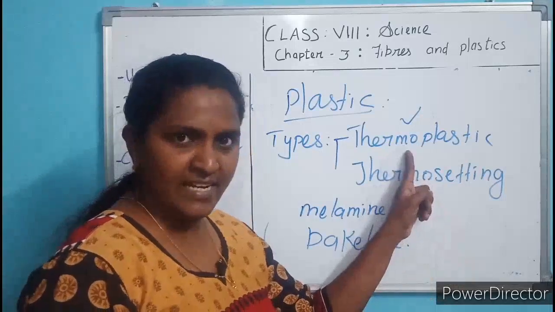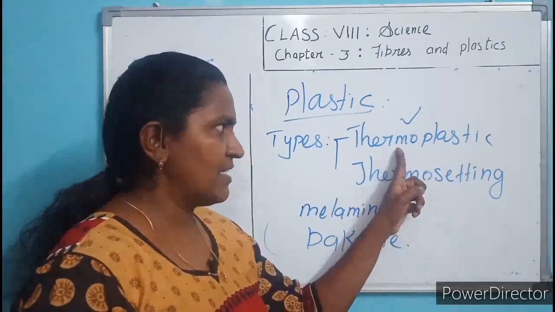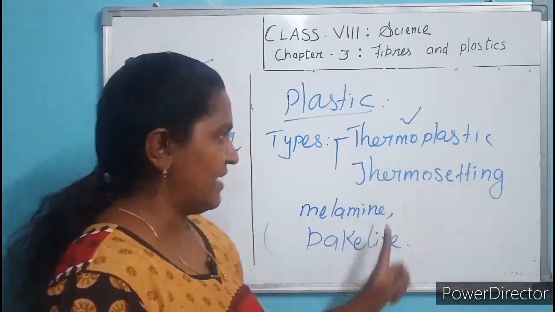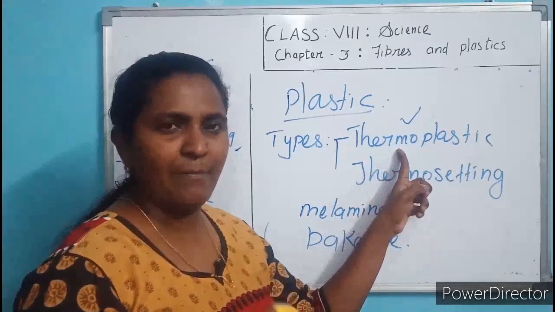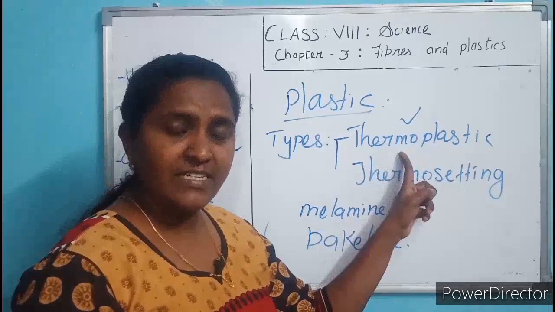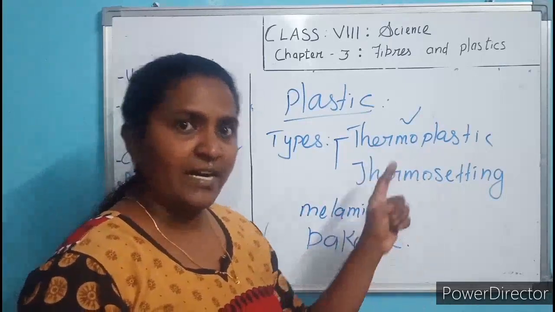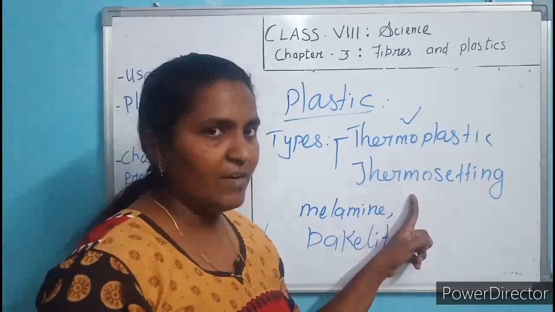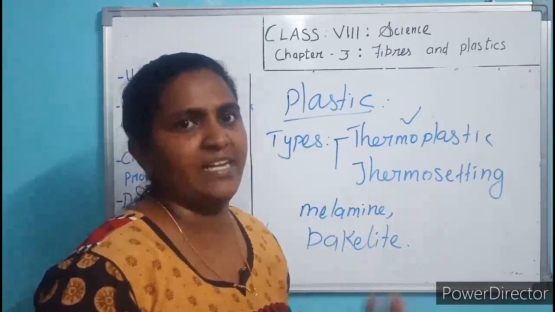First difference, thermoplastic is a linear structure, thermosetting is a cross-linked structure. Second, thermosetting examples are melamine and bakelite, while thermoplastic examples are a pen cap, a bucket, a mug, etc. Third difference is that thermoplastic can be remolded, reshaped, and reheated. Thermosetting cannot be reheated or remolded. Once it is made, it becomes permanent.